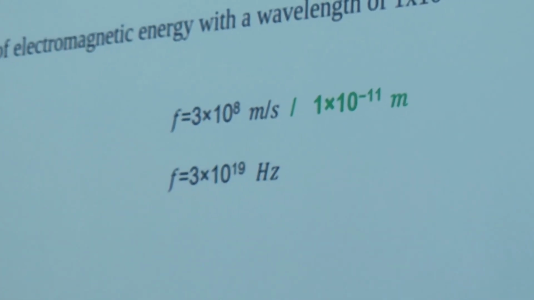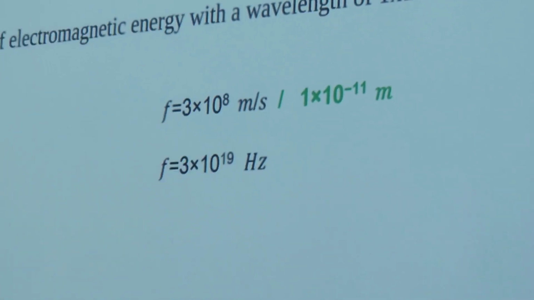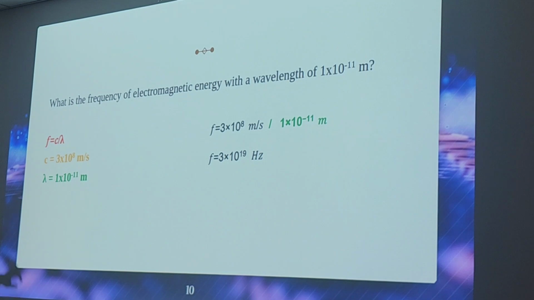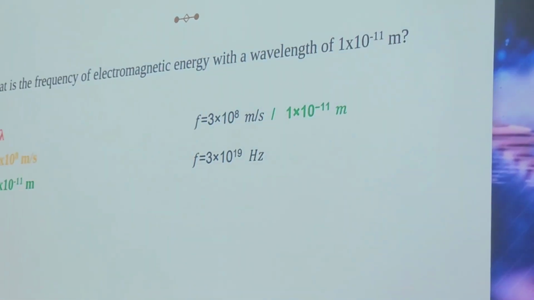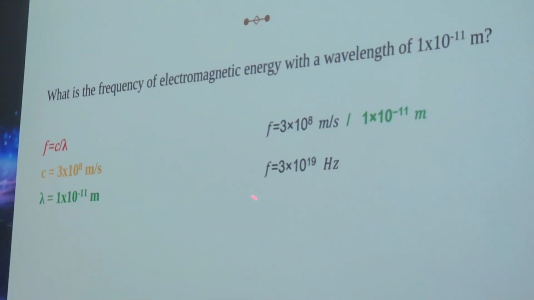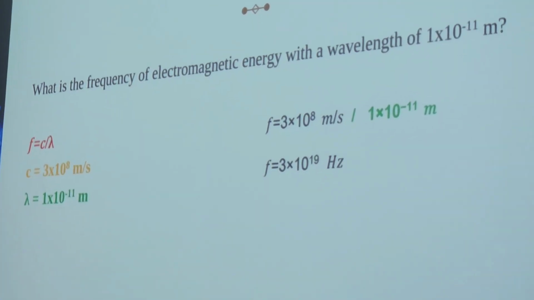So we take 3 times 10 to the power of 8, which is our speed of light, divided by our wavelength, 1 times 10 to the power of negative 11, and our answer is going to be 3 times 10 to the power of 19 hertz.